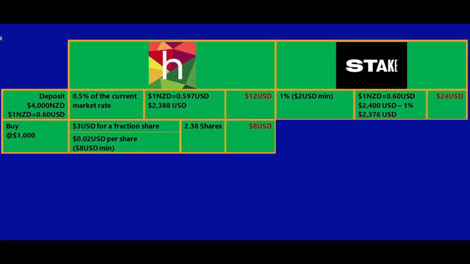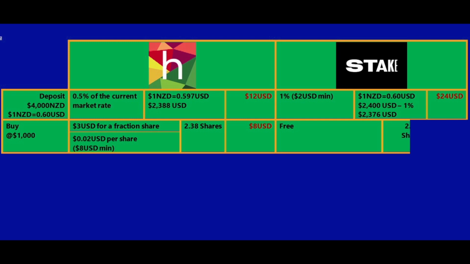Let's move on to Stake. Now this is where their main selling point comes in. They don't charge any transaction fees, so it's free to buy and sell as many shares as you like. So in that case, with our 2,376 converted US dollars, you'll be able to buy 2.376 shares in Google. Do you guys see the difference?